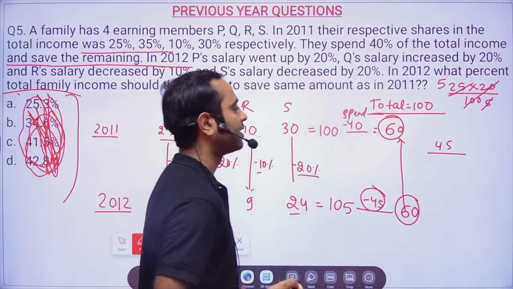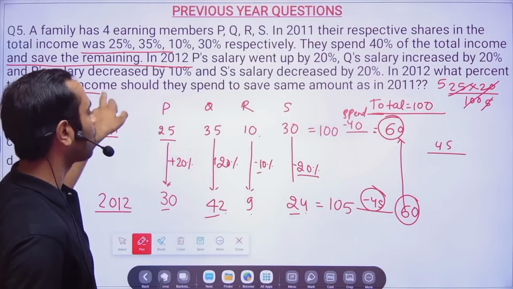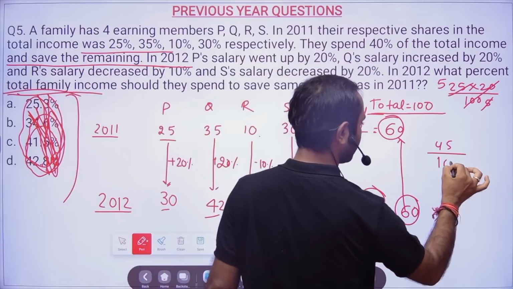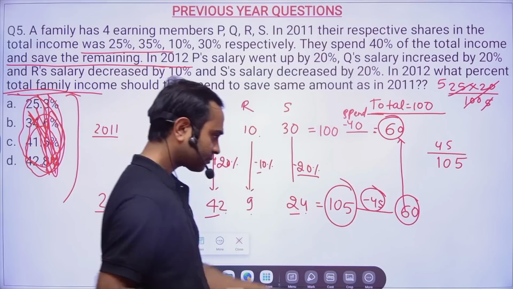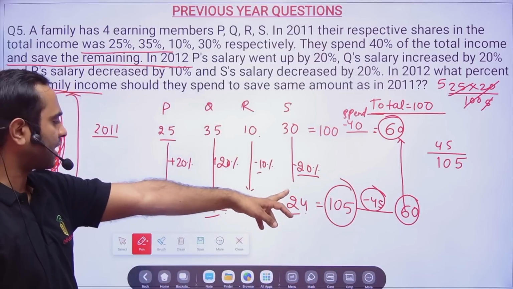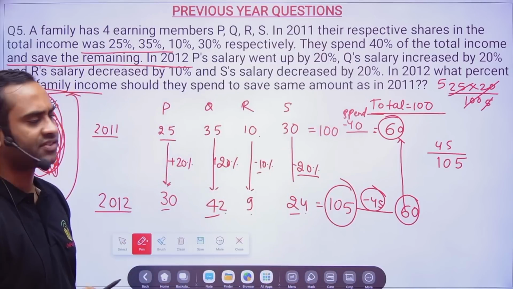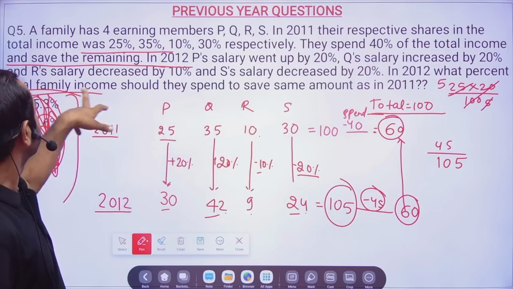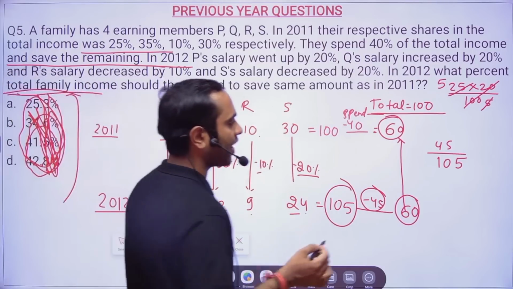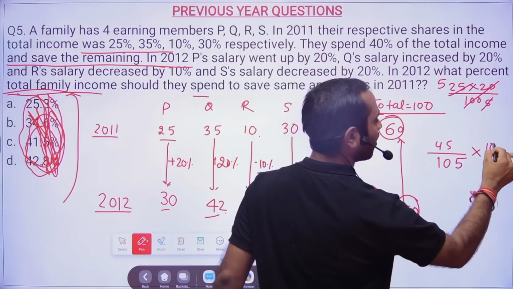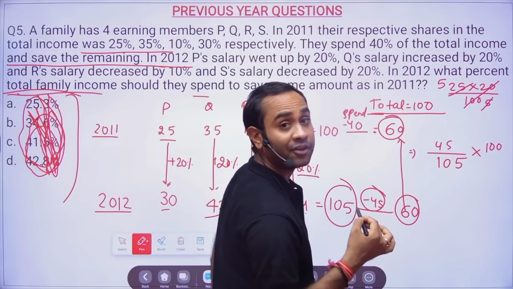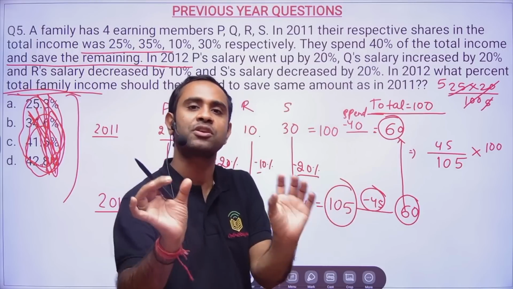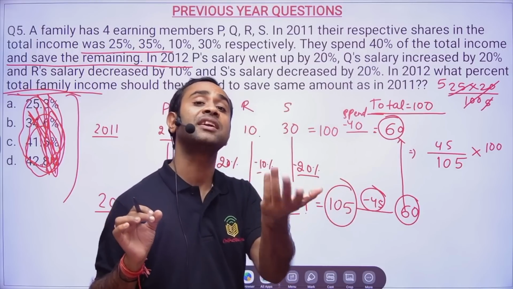And they are asking what percentage of total family income. Total family income is nothing but 105. Out of that, they are spending 45 rupees and saving 60. Total family income is 105, and they should spend 45 rupees, and that is what they are asking you. Tell me in terms of percentage. In terms of value, you told 45 rupees out of 105. In terms of percentage, you tell me now.